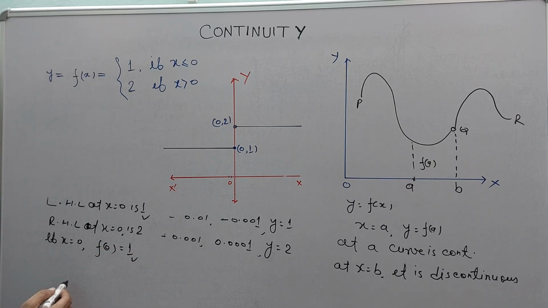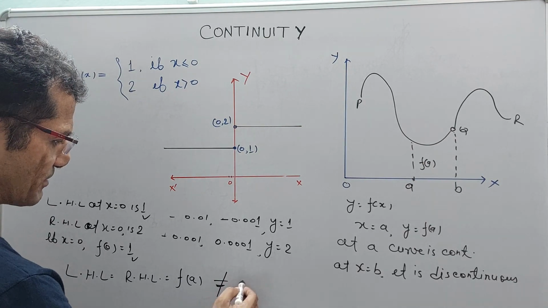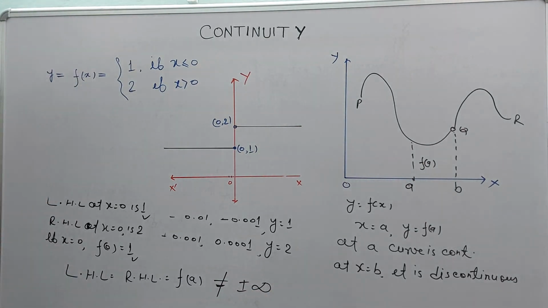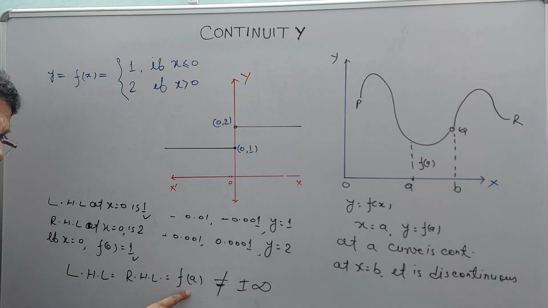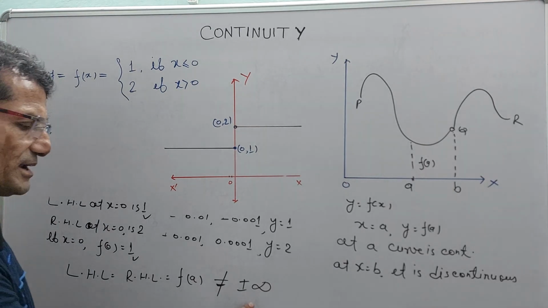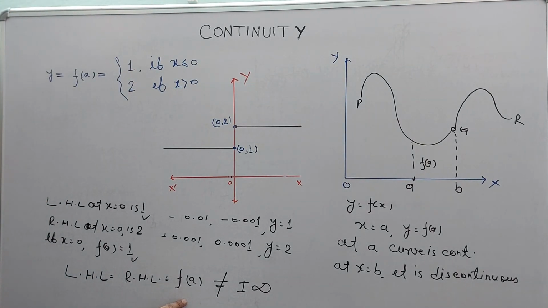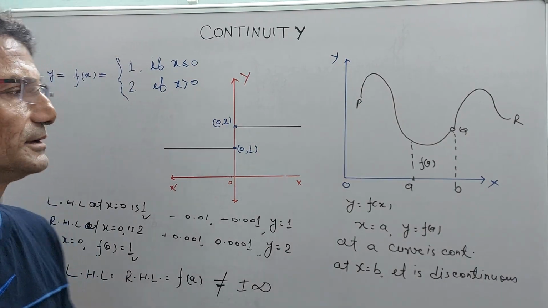For continuity we have the formula: left hand limit is equal to right hand limit is equal to the functional value. Let us suppose we are calculating the left hand limit at x equal to a. Also this value should be defined and cannot be plus or minus infinite. The function should be defined at x equal to a, and then we say the function is continuous.